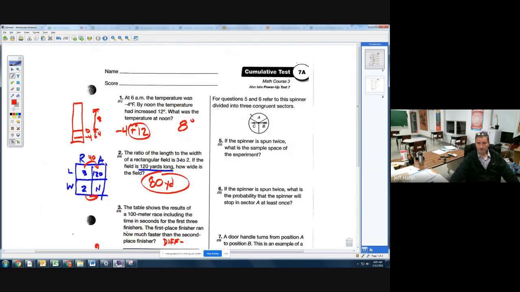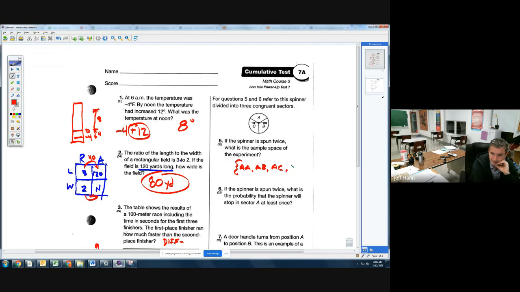Let's keep this thing going. For numbers 5 and 6, I am using this spinner. By the way, it's always good to look at the directions before you do something. If the spinner is spun twice, what is the sample space? Now remember, sample space is the possible outcomes, and you're spinning this twice, and it's a set of numbers. And in math, when we show sets, we show that by putting this little brace here. So what are my sample spaces? What could I get? Well, I could spin an A first and then an A second. I could spin an A first and then a B. I could spin an A first and then a C. That's all that happens when I spin an A first.